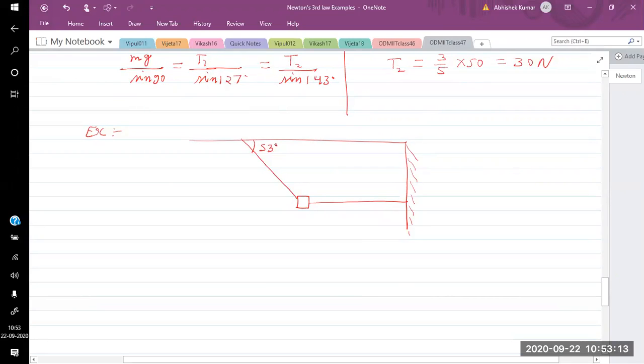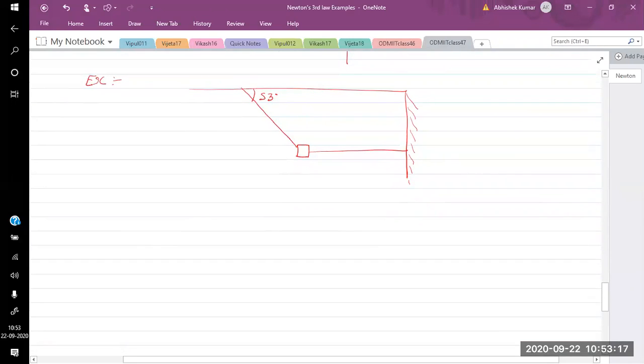So take another example. Suppose I am having an object whose mass is 10 kg and it is connected with two threads like this. One thread is at 53 degree with the horizontal and second thread is perfectly horizontal like this. So suppose tension is T1 here and tension is T2 here.